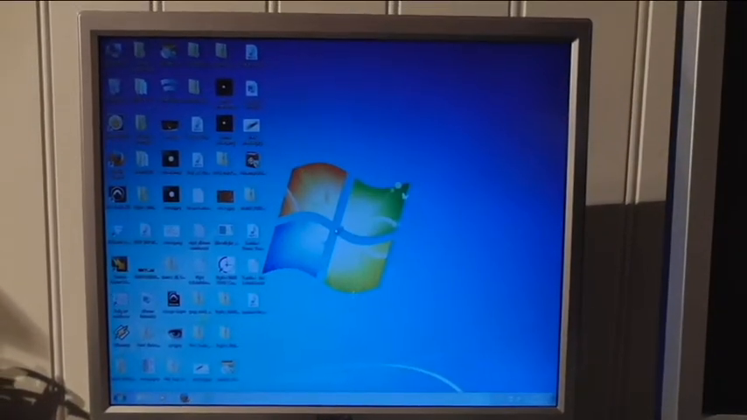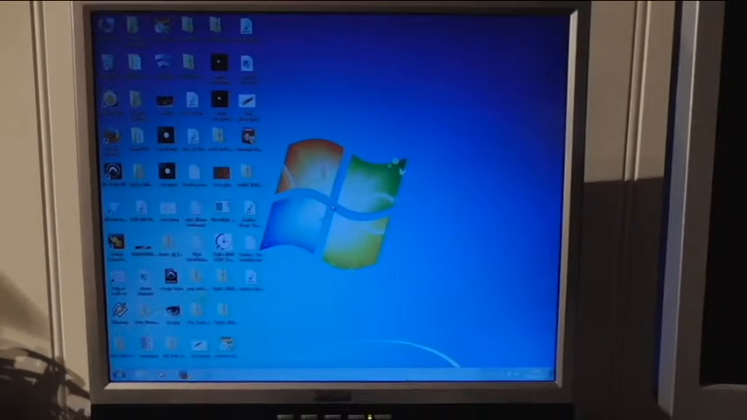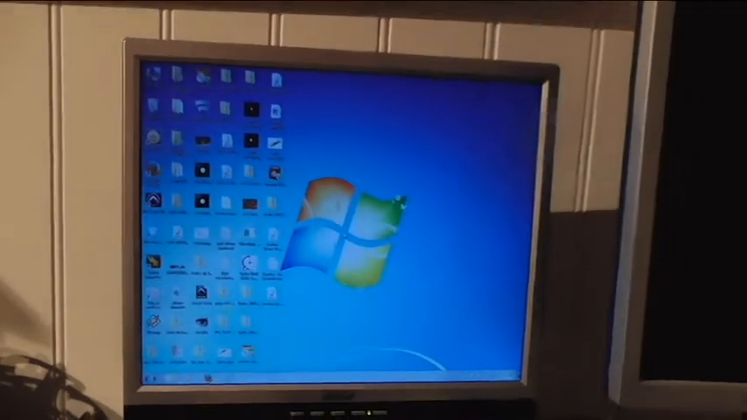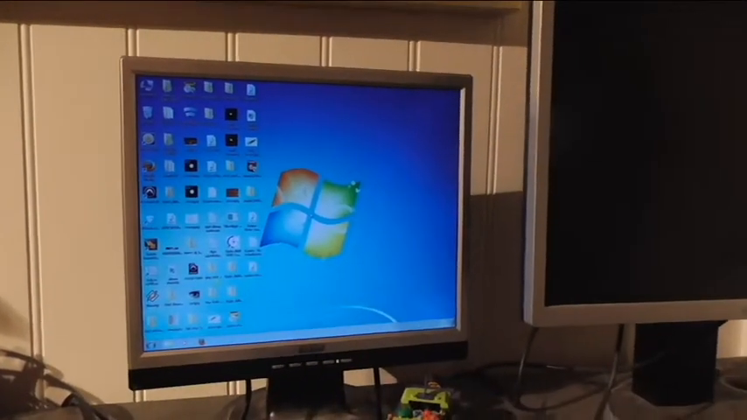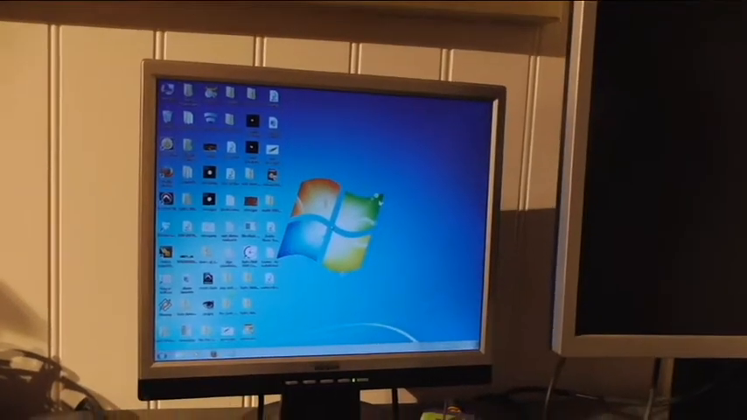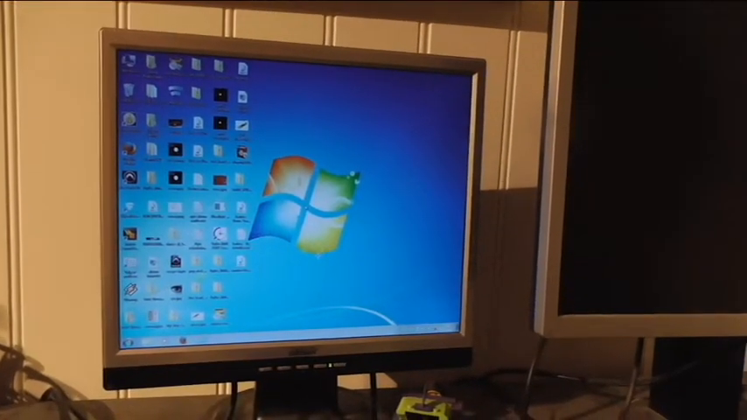So I guess that's it. Hope that was somewhat helpful, and if you don't own one of these screens, you can probably find one at the thrift shop or something like that.